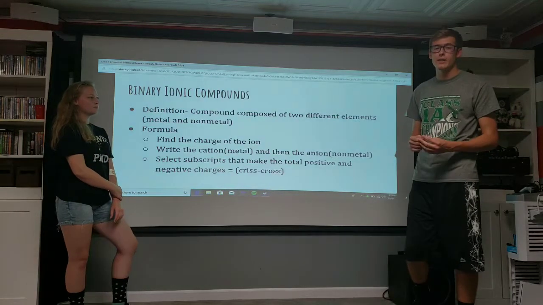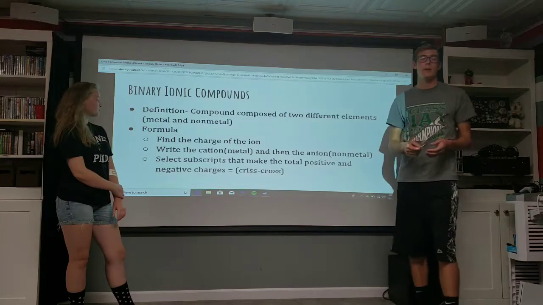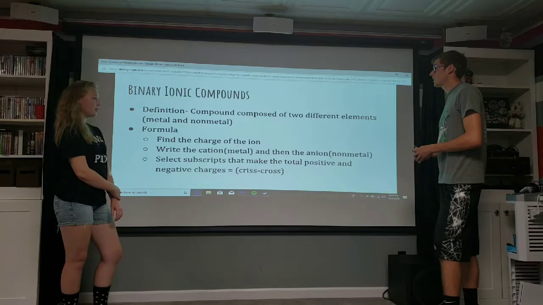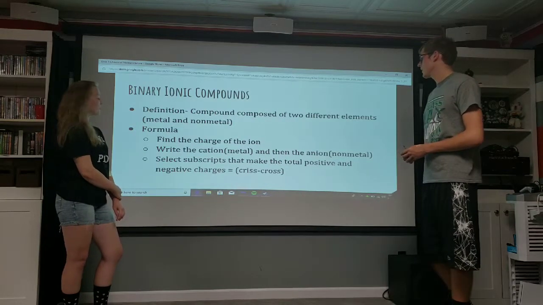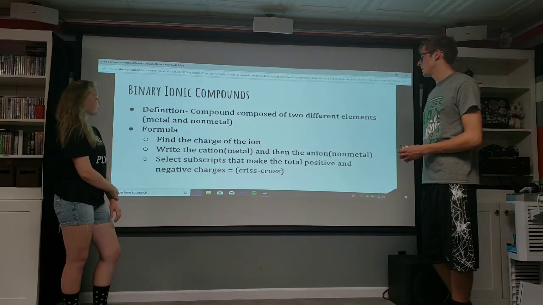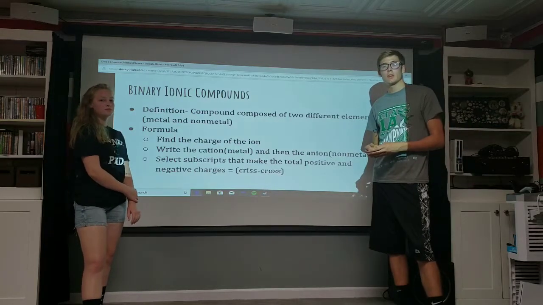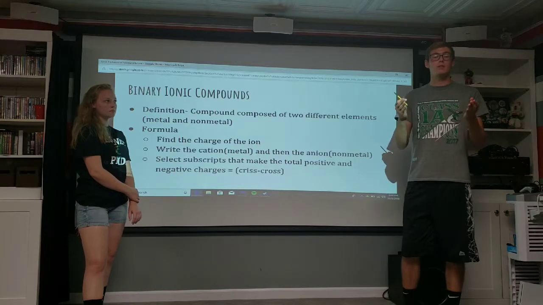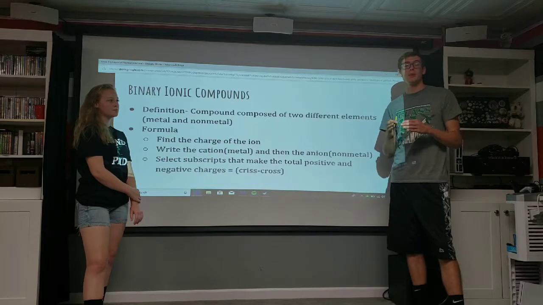A binary ionic compound is a compound that is made up of two or more elements, one nonmetal and one metal. For the formula, first you find the charge of the anion, then you write the cation, the metal, and then the anion, the nonmetal. Lastly, you select the subscripts that make the total positive and negative charges equal. We can do this by using a crisscross method. This is where we take two or more elements, take their charges, and crisscross them. This will give us the amount of elements per chemical compound.